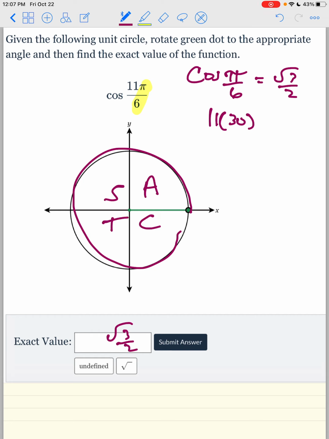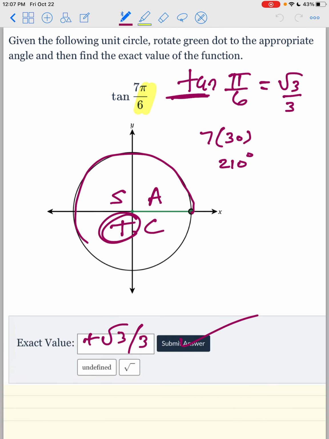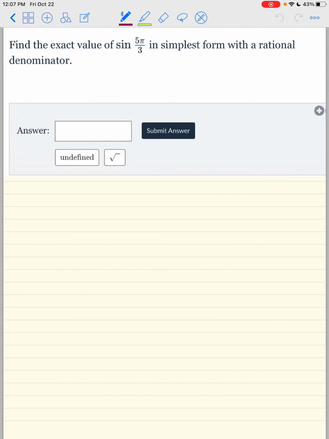All students take calculus. The only trig function that's positive in the fourth quadrant is cosine. Oh, look, I'm doing cosine. So therefore, I'm positive. Okay? So that's how we figure out these with the 11 or with the 7 and so on.